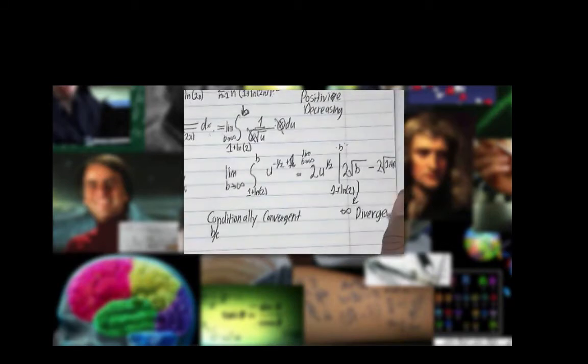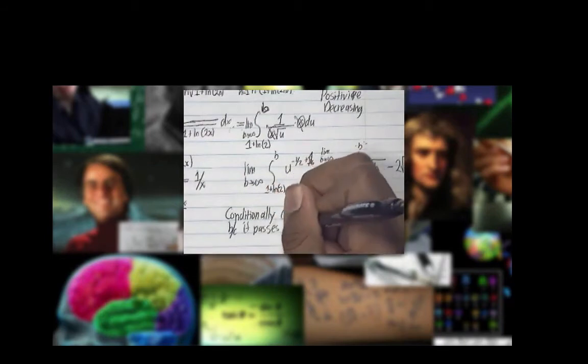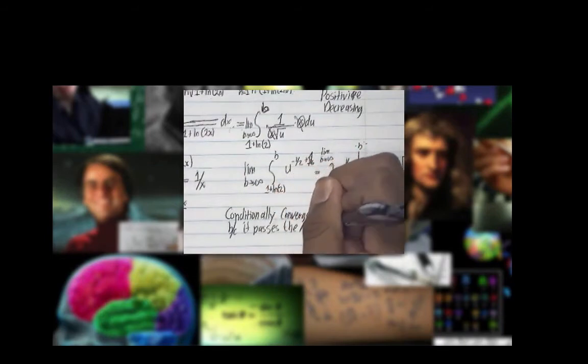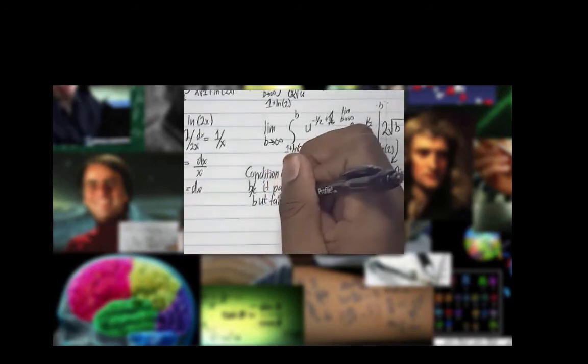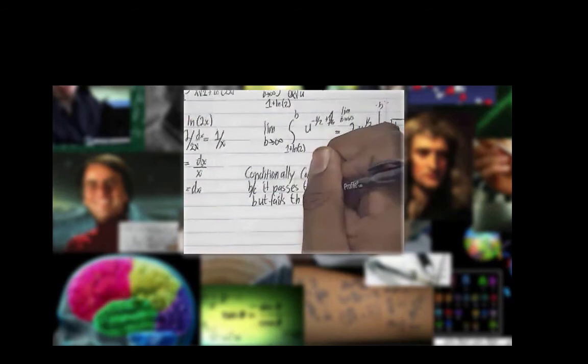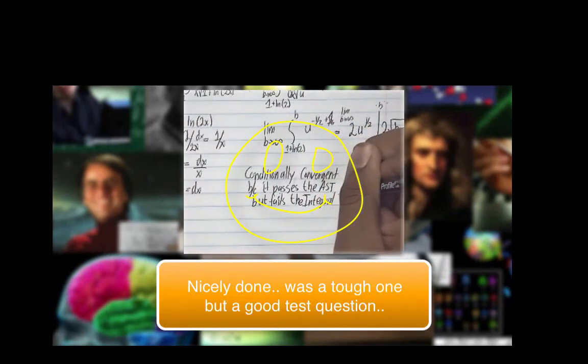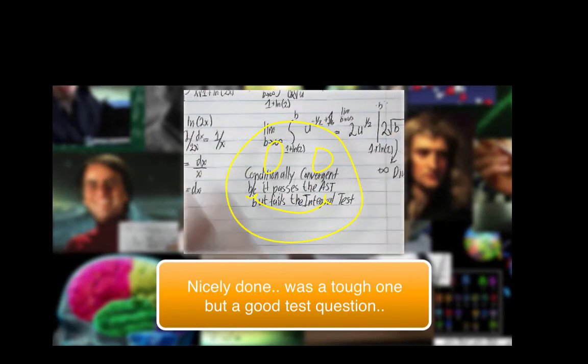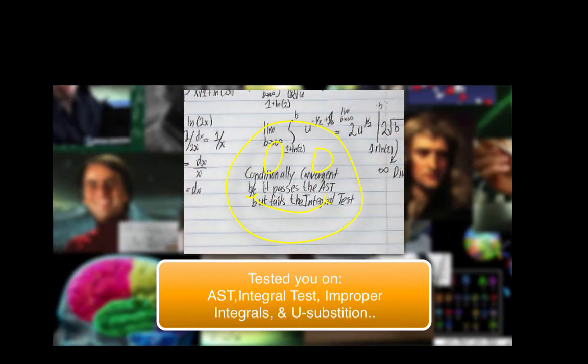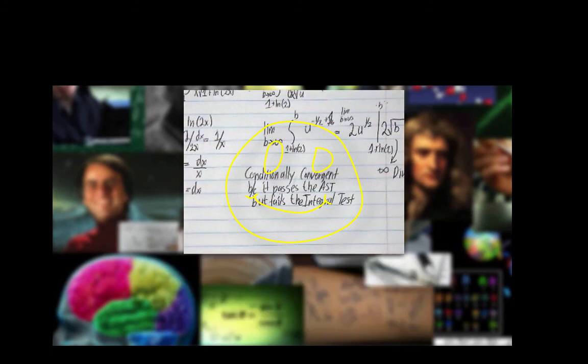Because you're going to get what? Okay, yeah, I didn't see that part. I'm sorry. Good. The student's not coming right now, so we're good. Keep going. Okay, conditionally convergent because it passes the AST but fails the integral test. Would that work as an explanation, or do I need to be a bit more detailed? No, that's about as good as it gets, buddy.